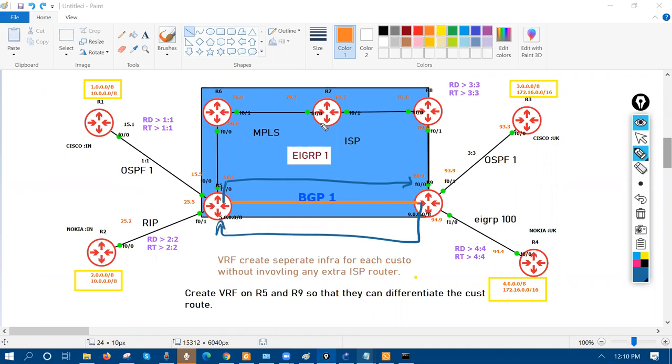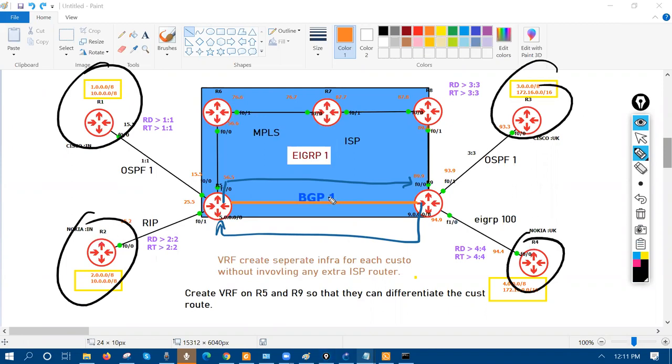Okay, so in this case, what happened? Whatever customer routes they have, this guy has a customer route, this guy has a customer route, this guy has a customer route, and this guy has a customer route. They can send it to the R5. This guy will send to the R5. R5 can send this information directly to the R9.